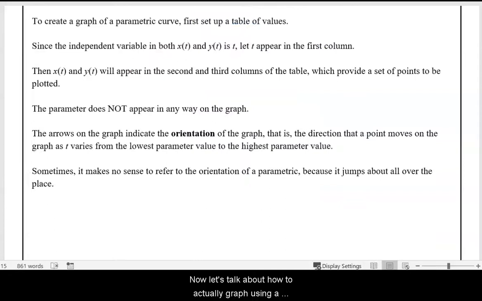Now let's talk about how to actually graph using a parametric set of equations. The first thing you typically do if you're going to graph it by hand is set up a table of values. This can also be done on a graphing calculator or an online graphing calculator such as Desmos. Since the independent variable in both x and y is t, we put t as the first column in this table. Yes, it is the independent variable now, but it will not actually appear on the graph. The graph again is only graphed on the xy coordinate plane.